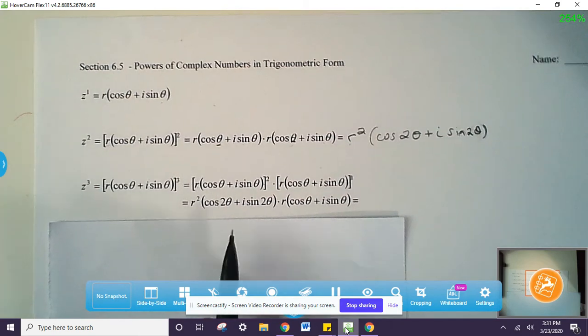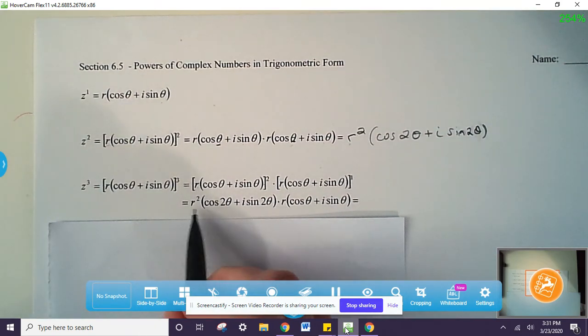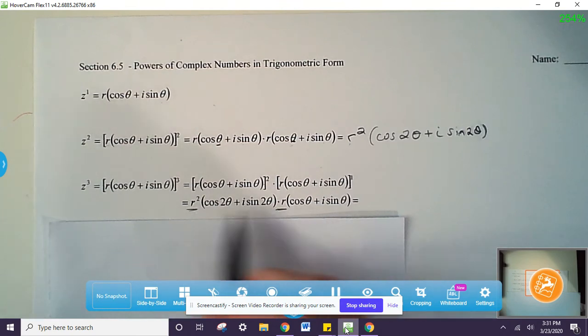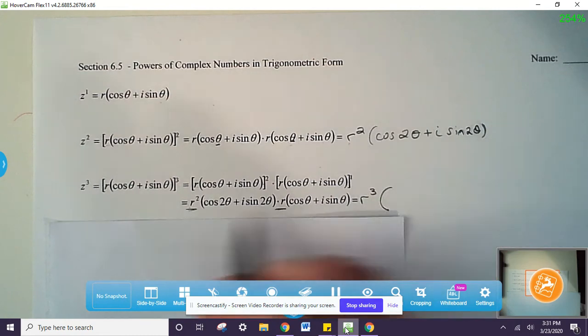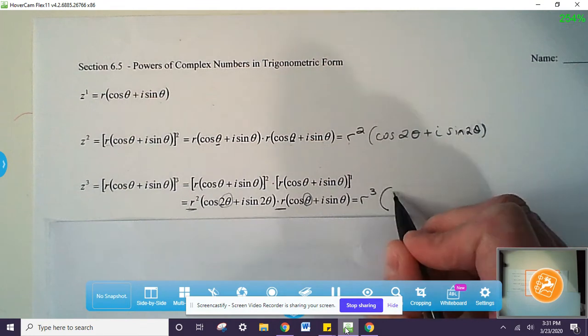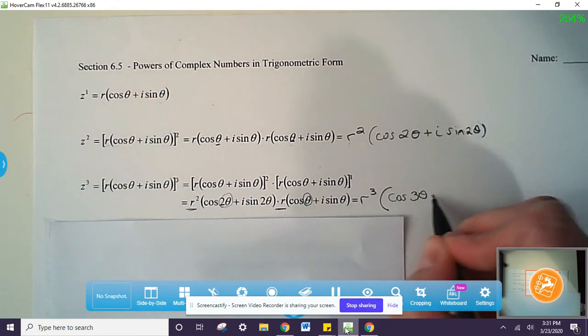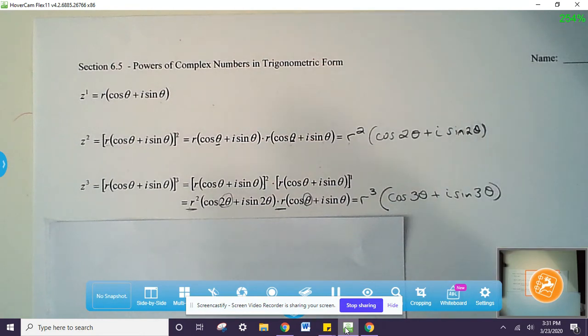And then once again, we now actually have a multiplication problem. So from our work in the last lesson, we're going to multiply these r's. r to the second times r to the first is r to the third. And then we're going to add the thetas. So if we have 2 theta and 1 theta, that's going to make the angle inside of cosine 3 theta and the angle inside of sine 3 theta as well.